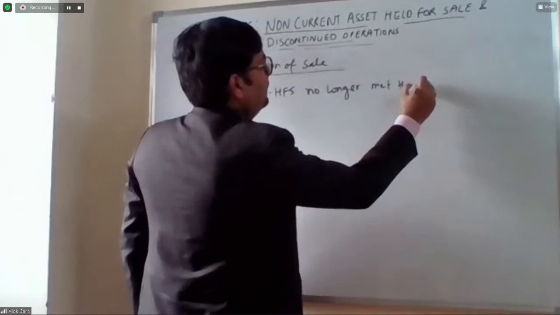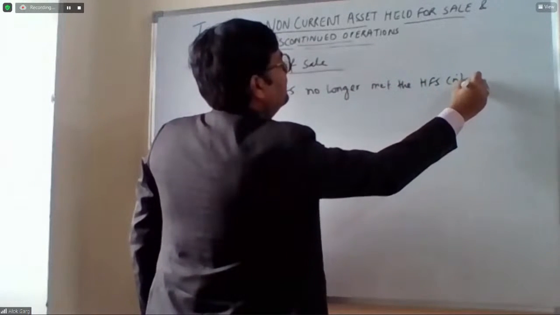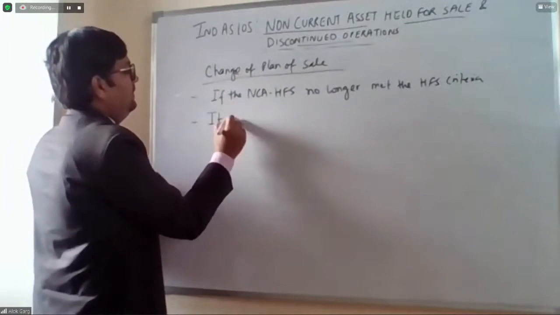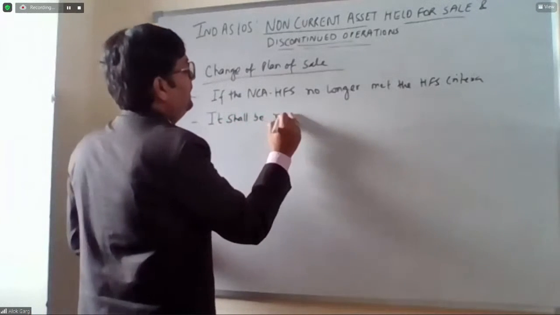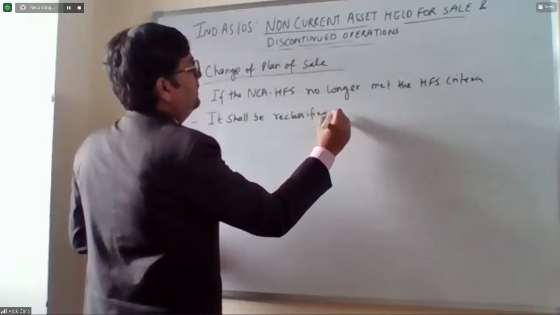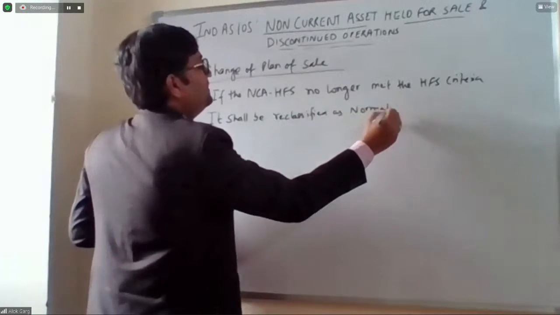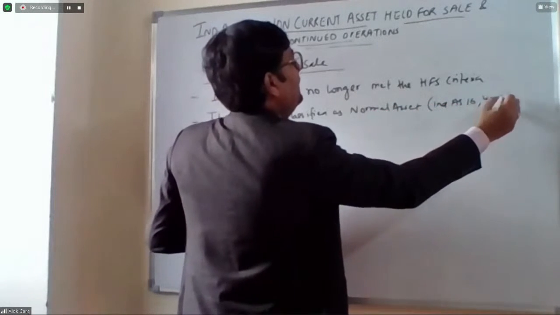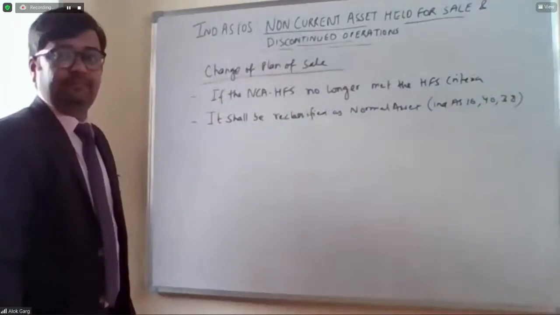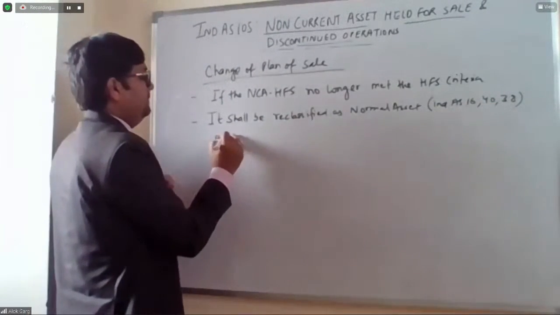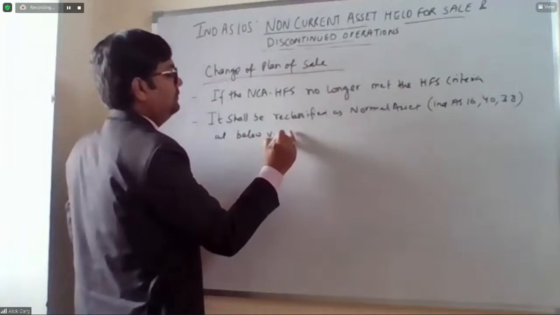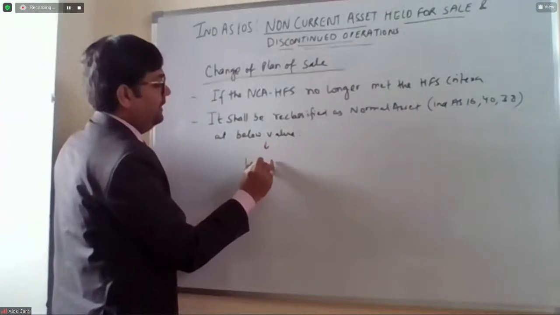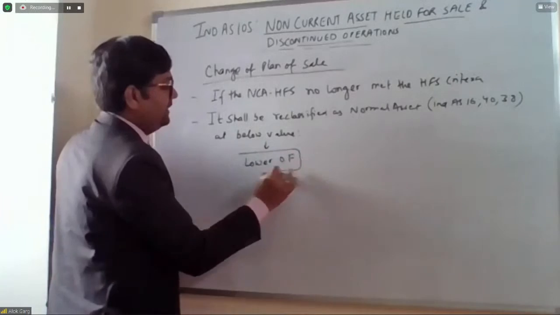met the HFS criteria, then it shall be reclassified as normal asset, as per IND AS 16, 40, 38 at below value. What is the below value? At below value means at lower of. Lower of what?